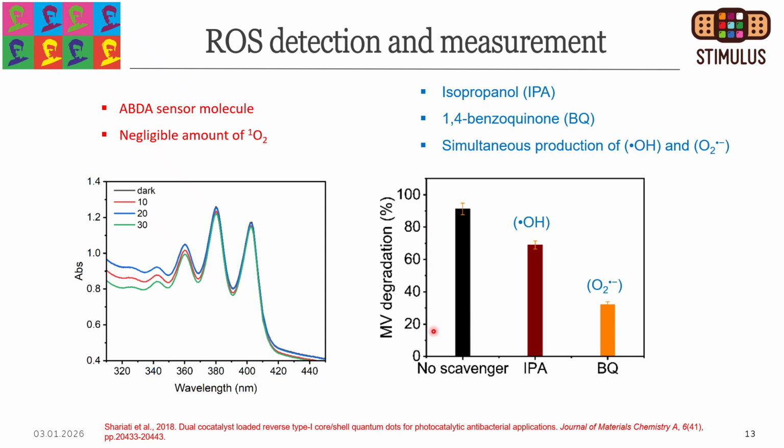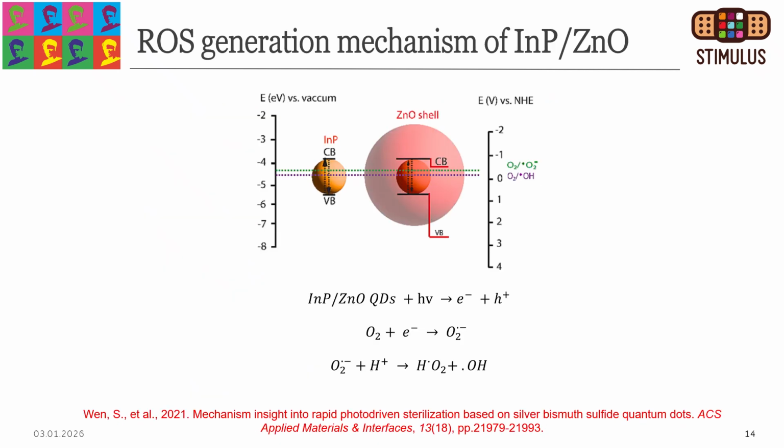So that means we are mostly generating superoxide radical, but we are also generating some amount of hydroxyl. And finally, we propose the ROS generation mechanism for this type 2 indium phosphide oxide quantum dot. Here we say that when we shine the light, it generates electron and hole. This electron reacts with oxygen and generates the superoxide radical. And this superoxide radical further reacts and generates the hydroxyl radical.